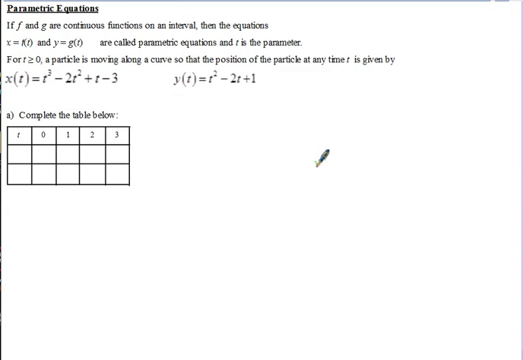These are the notes for AP Calculus on the topic of parametric equations.